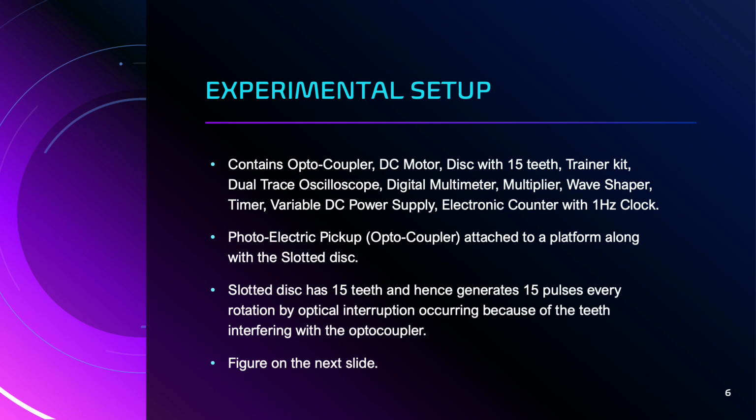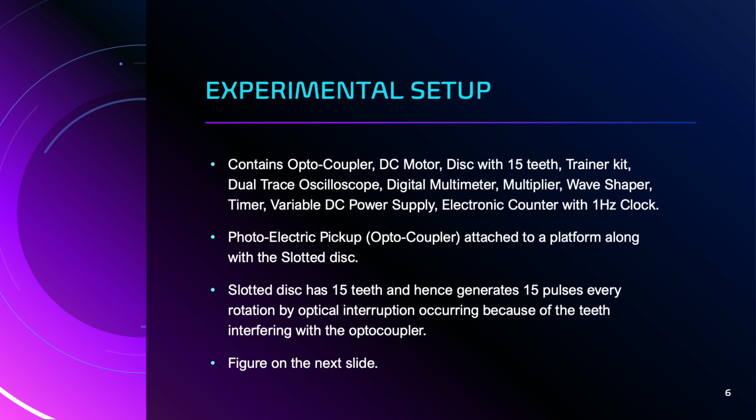Then at last we have the electronic counter with 1 Hz clock. This electronic counter is utilized to tally the number of pulses generated by the slotted disk, which are also multiplied in the multiplier. And the 1 Hz clock signal generated by the counter serves as a reference frequency, aiding in the measurement and analysis of the rotational speed.